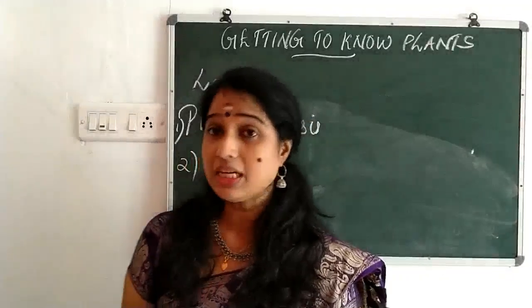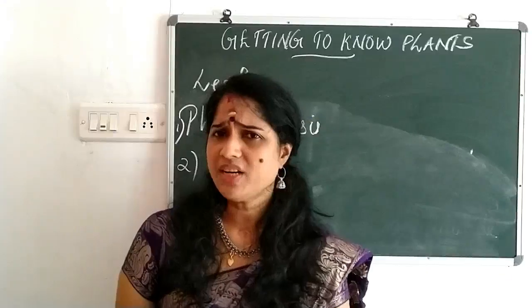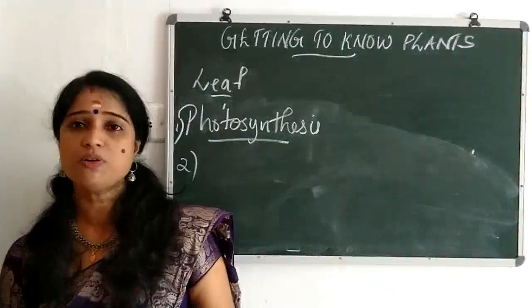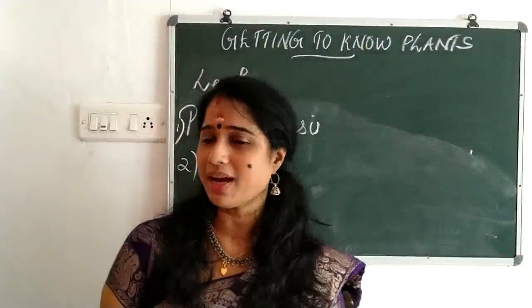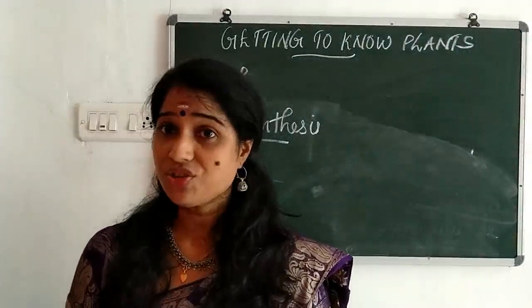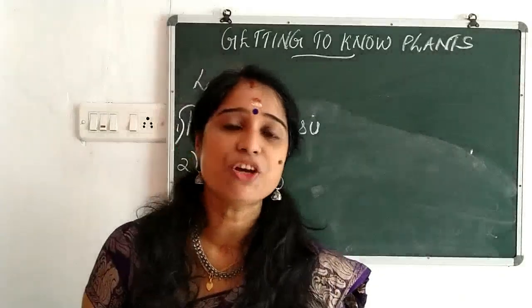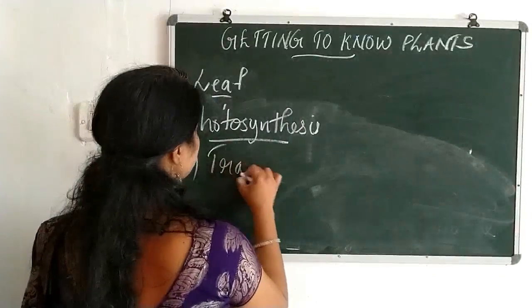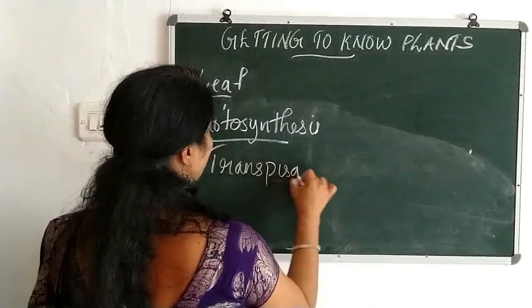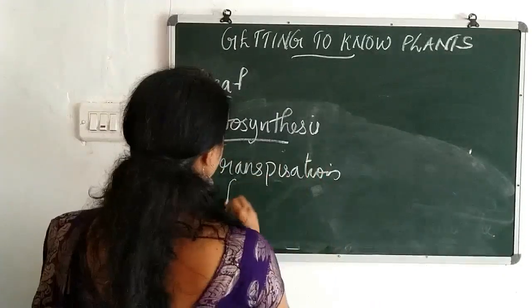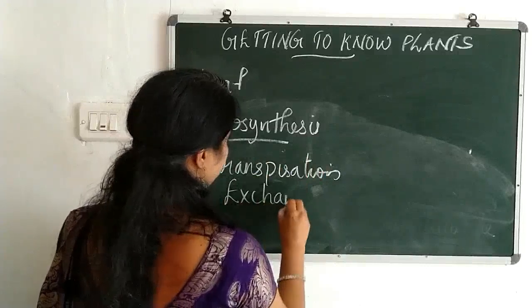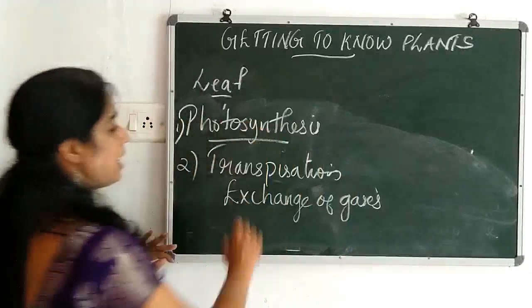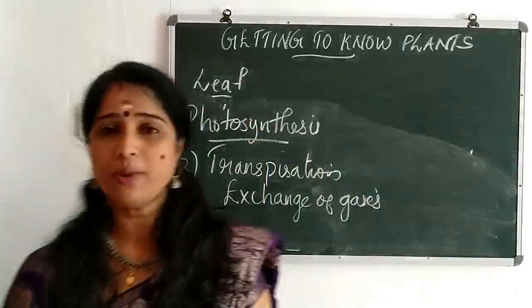And one more function is served by the plant. That also we discuss now. Exchange of gases. Which part of the plant is responsible for exchange of gases and transpiration? What is transpiration? Loss of water in the form of water vapor. So the second function of plants is transpiration, and of course we can say it's the exchange of gases also. Exchange of gases.